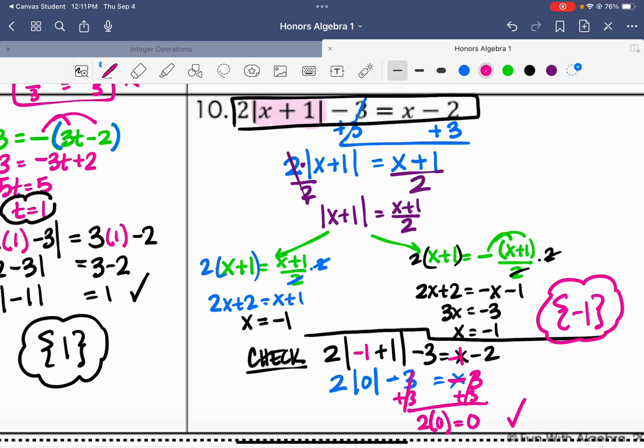All right. A lot of information on this. Absolute value equations. I know they're new, but I know you guys can do it.